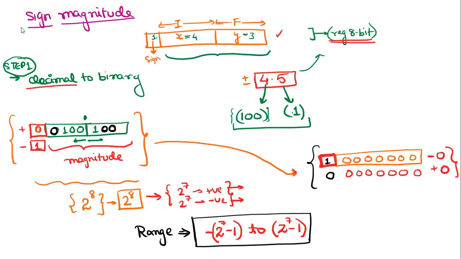Okay, so the only thing which we need to see here is step one, which is conversion from decimal to binary. And this result will be directly considered as the magnitude. The result will be the magnitude part, and it will directly go inside the integer section, and the fraction part will go inside the fraction section. Okay, so this is sign magnitude.